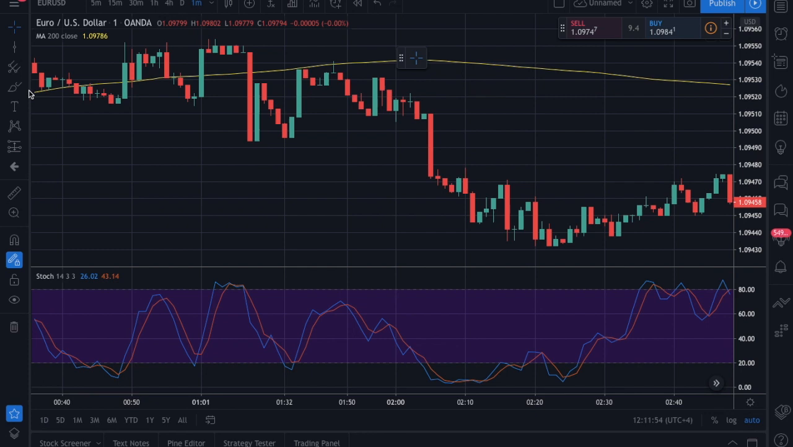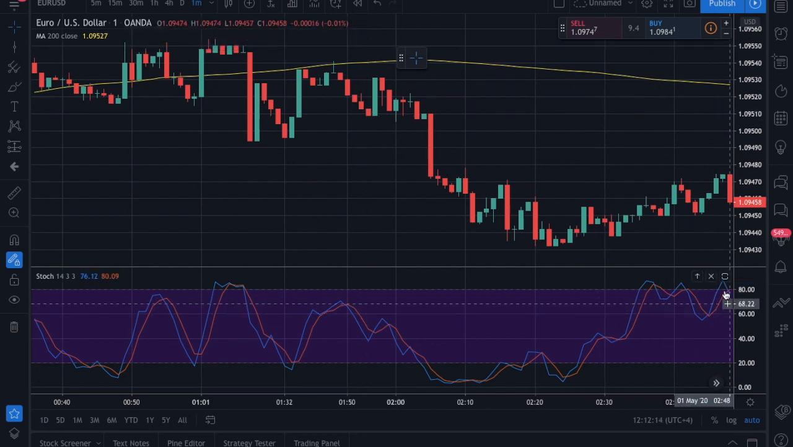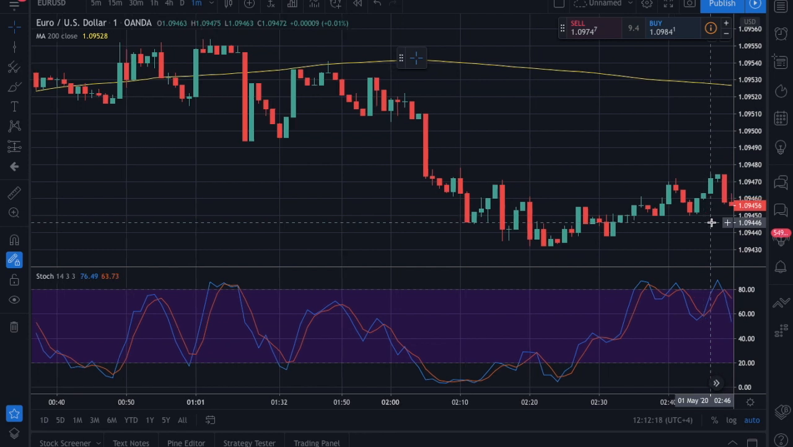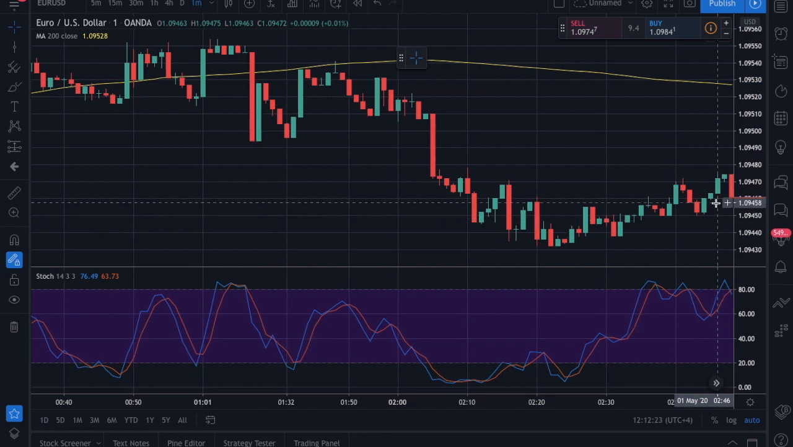From here, wait. You see? Guys, the lines are crossing. The blue line is crossing the red line. This will give us the confirmation that we have to go into this trade, and we have to open a sell order for sure. Guys, you see, we open a sell order at this rate here.